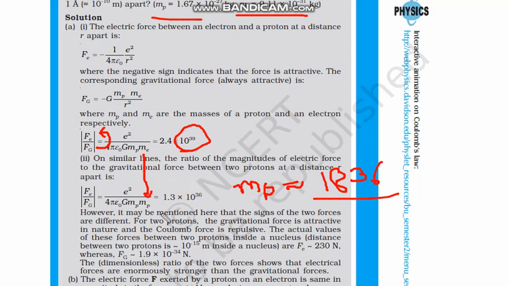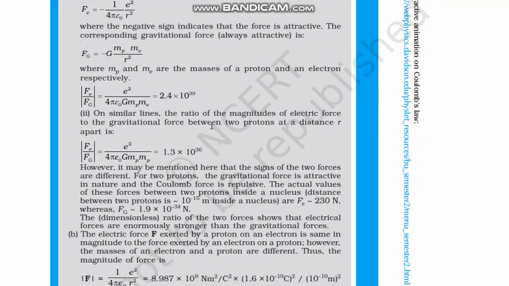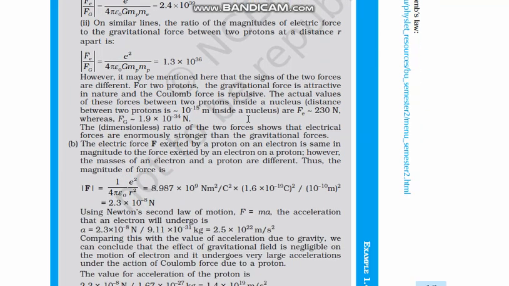So this ratio is reduced, but still between two protons the electrostatic force is 10 to the power 36 times the gravitational force. So again we have seen that it is quite high.